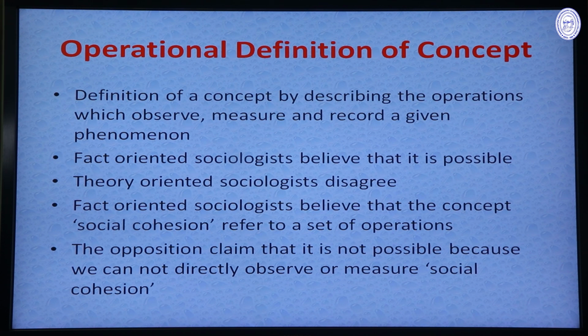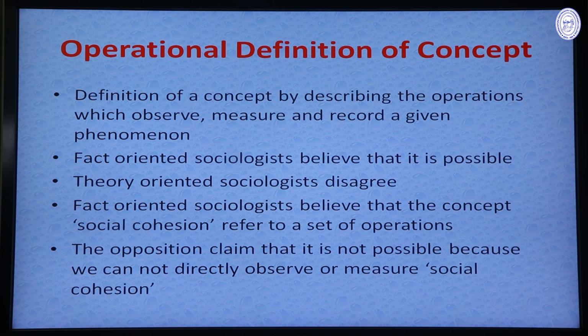Now, the opposition, I mean theory oriented sociologists, claim that it is not possible. You cannot define social cohesion through the intimacy among the people, through the level of interaction among the people, or through the frequency of meeting of the people. Theory oriented sociologists believe that this way you cannot define social cohesion, because we cannot directly observe or measure it. Social cohesion is something which is to be perceived.